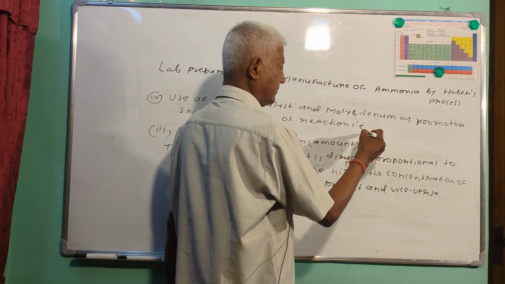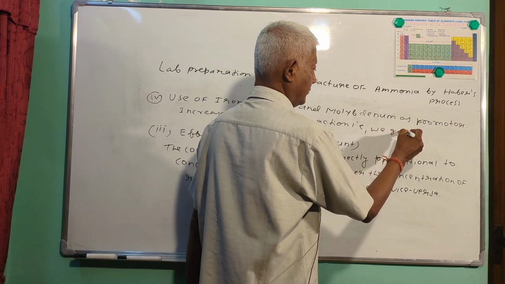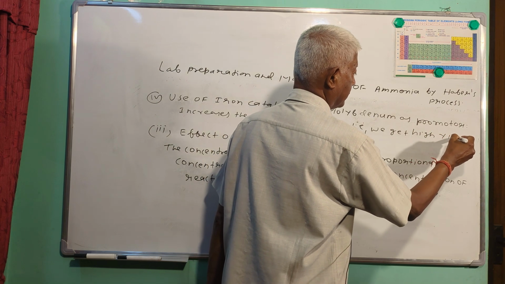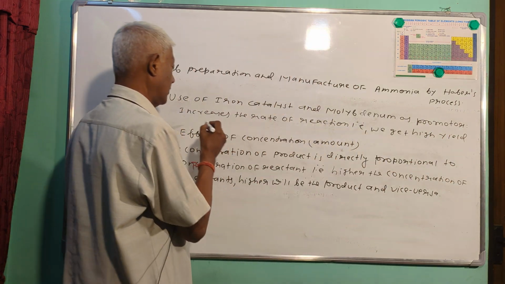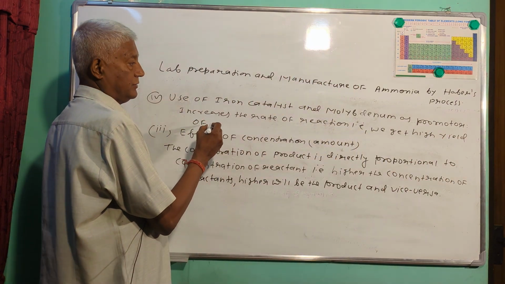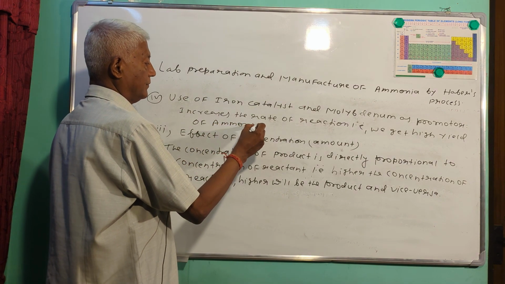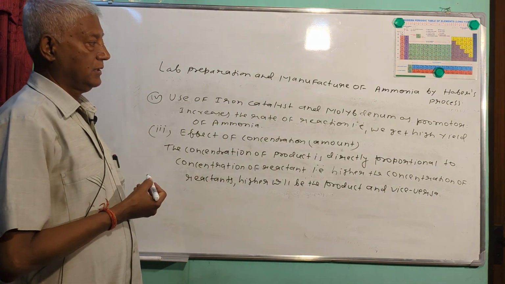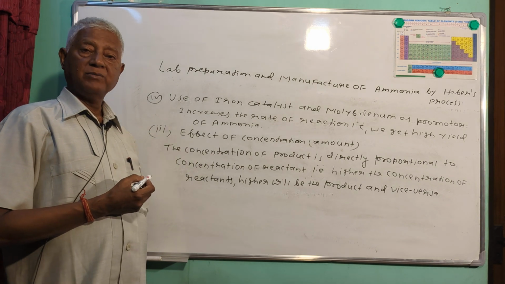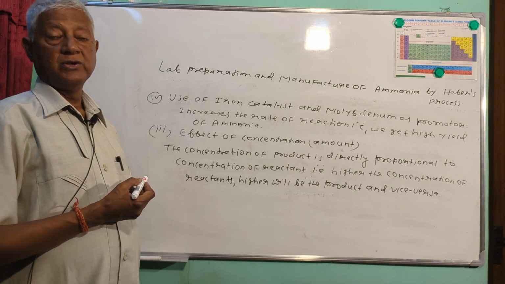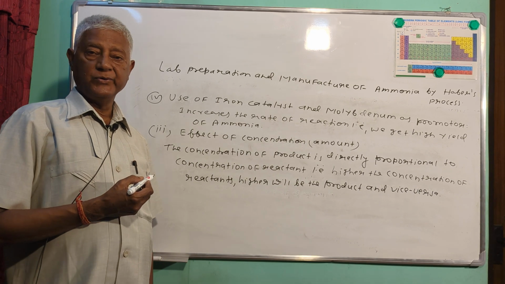It means we get a high yield of ammonia. So what we see in this case, criteria means condition. What are the conditions necessary for getting a high yield of ammonia?